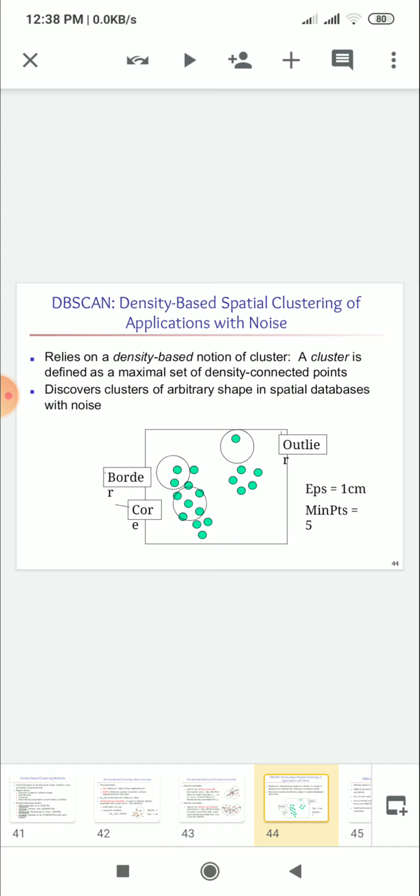And what is DBSCAN? Density-based spatial clustering of applications with noise. It relies on a density-based notion of cluster. A cluster is defined as the maximal set of density-connected points. Here we can discover clusters of arbitrary shape in spatial databases with noise. So we can say that here epsilon is given as 1 centimeter and minimum points is equal to 5. When a point is a core object, what is the condition? The epsilon is 1 centimeter and within that 1 centimeter there should be a minimum of 5 points. And there are outliers. Outliers means noise. It is not related to that region.